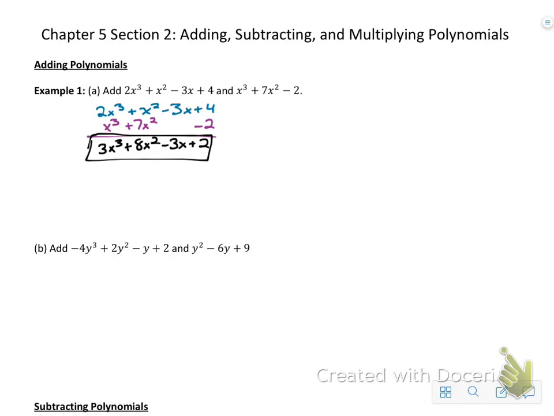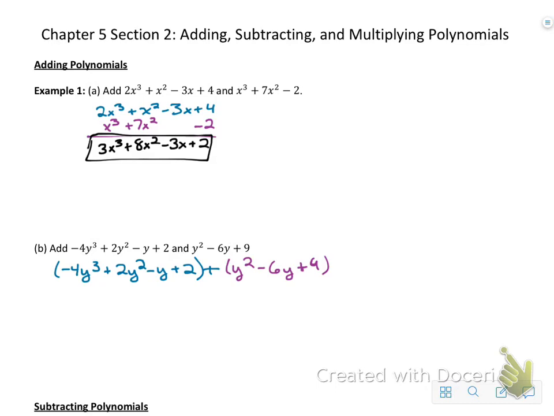You can also add them horizontally. So that was vertically. This is horizontally. When you add them horizontally, you put them in parentheses. And we're adding y squared minus 6y plus 9. And then you combine like terms.